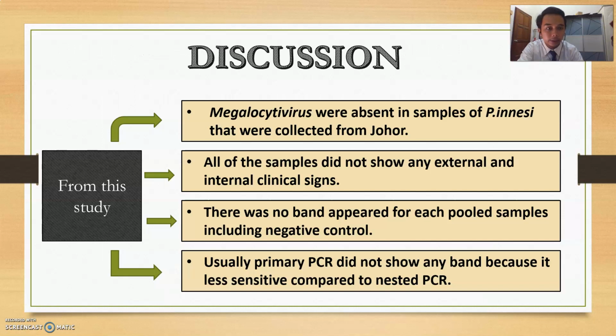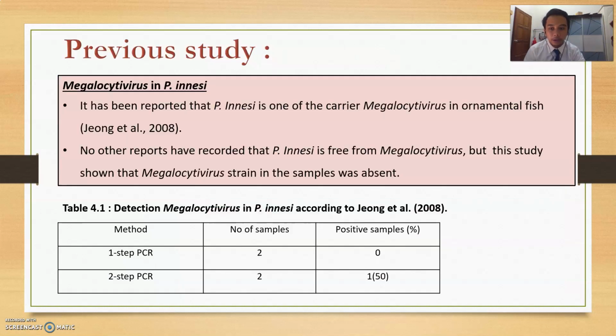For the discussion of this study, Megalocytivirus was absent in the samples of Paracheirodon innesi collected from Johor. All of the samples did not show any external or internal clinical signs. There was no band for each pooled sample, including the negative control. Usually, primary PCR does not show any band because it is less sensitive compared to nested PCR.